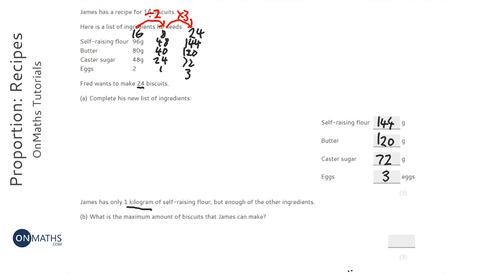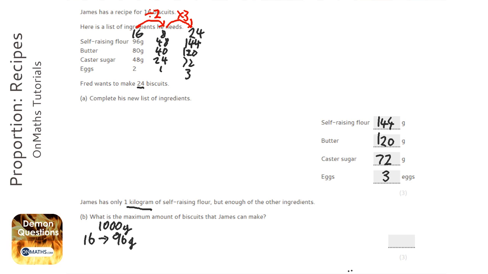Okay, the next one says I've got only a kilogram of self-raising flour, but enough of the other ingredients. So first thing to realise is that 1 kilogram is 1,000 grams. And we know for 16 we need 96 grams. So therefore for 160 we will need 960 grams, so just times them by 10.